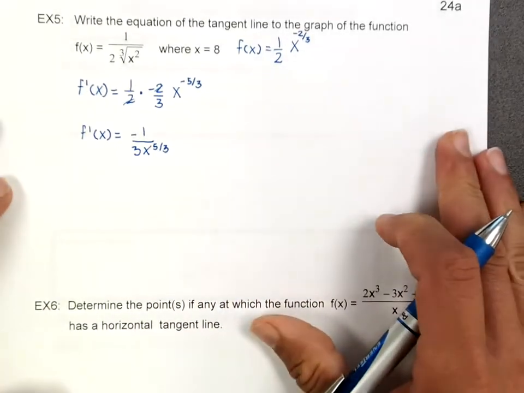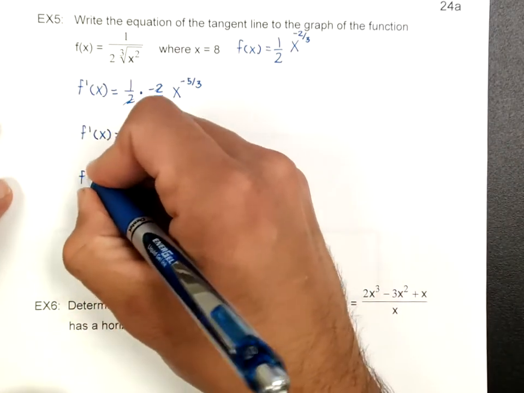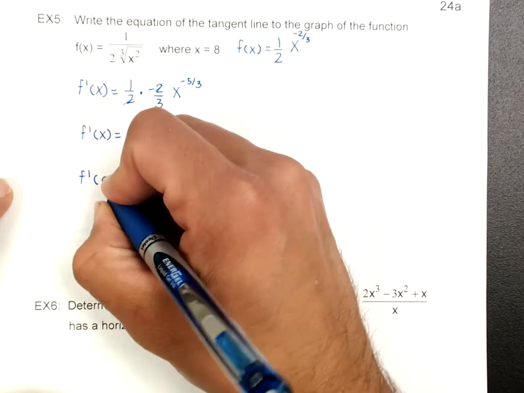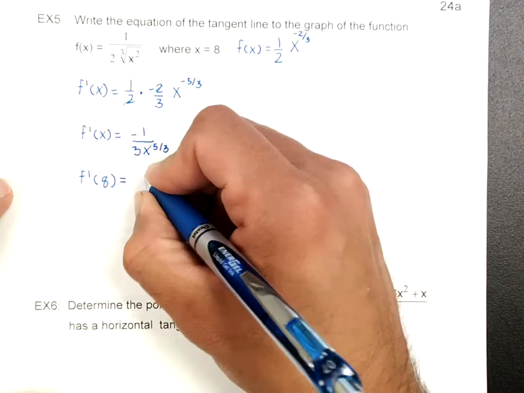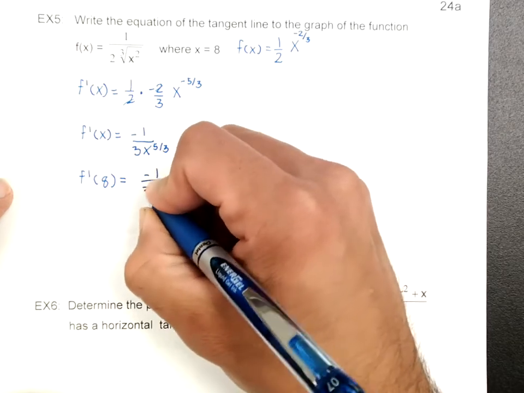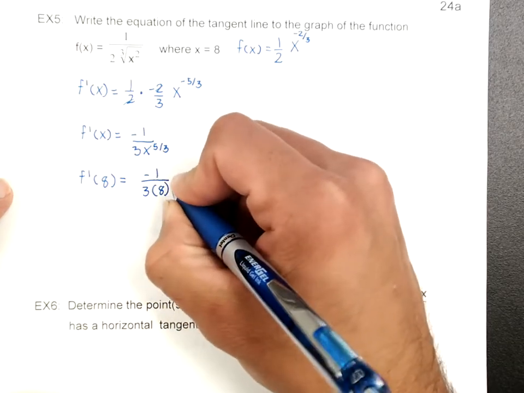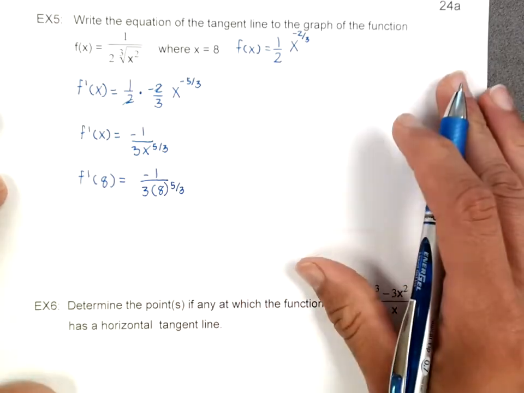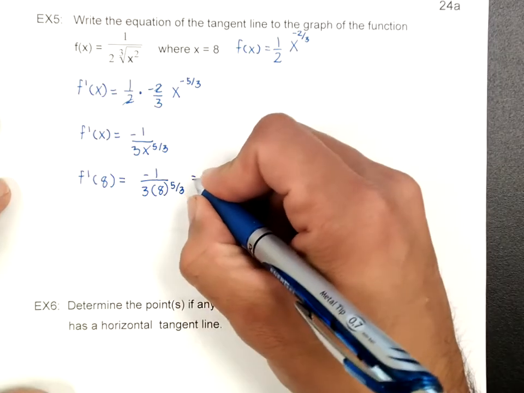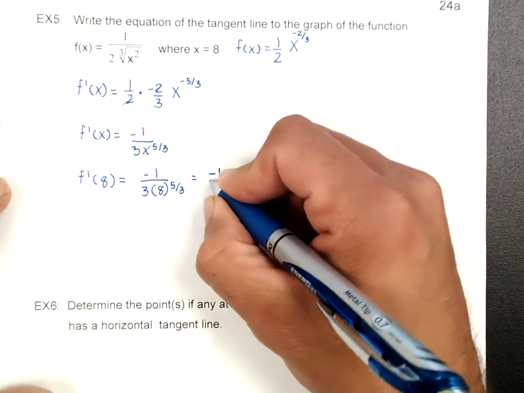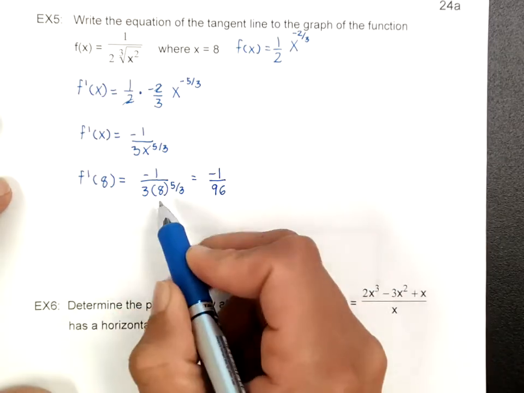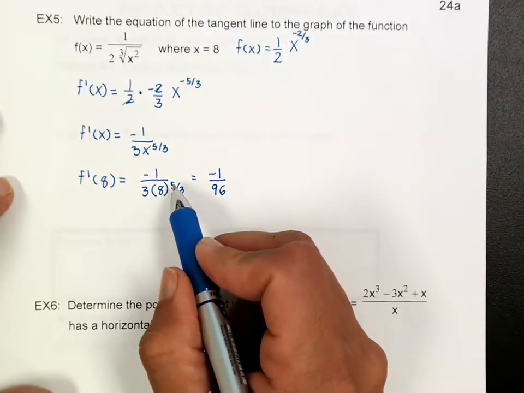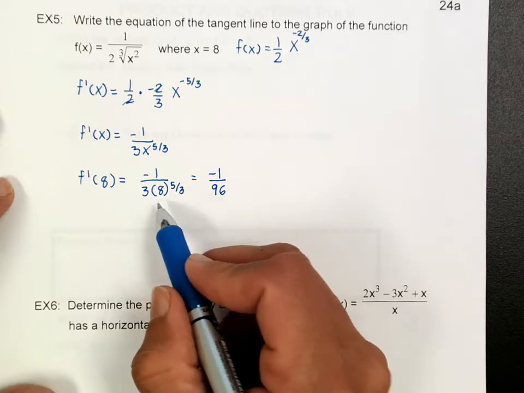Now f prime of 8 is going to give me the slope at x equal to 8 of the tangent line. So this will be negative 1/96, and again, without a calculator, remember you take the cube root of 8, which is 2, and then you raise 2 to the 5th power, which is 32, and then you multiply it times 3. That's how we got this.